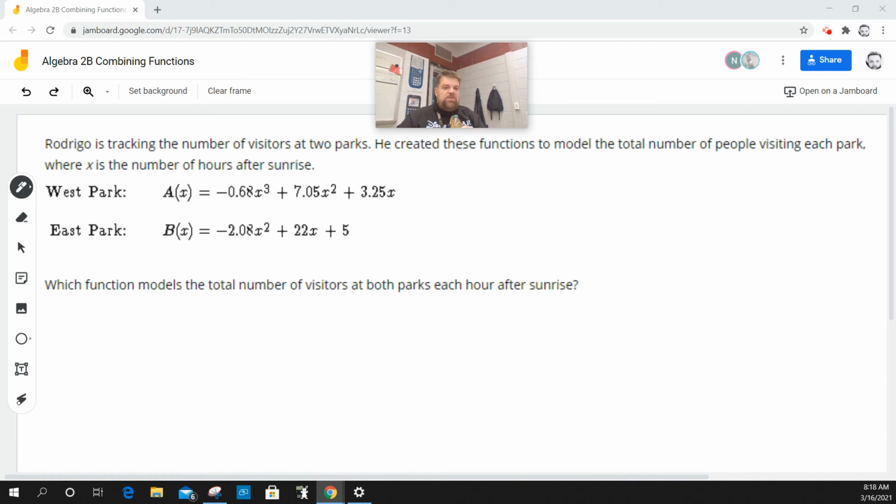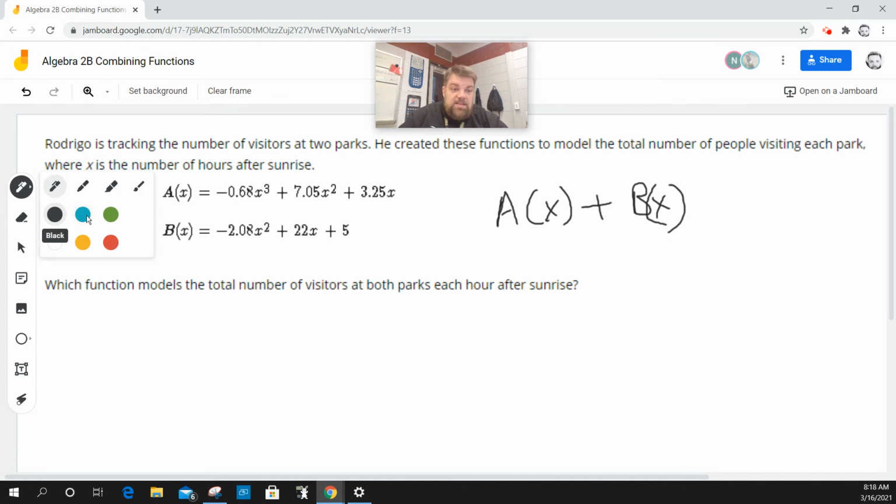And it says which function models the total number of visitors at both parks after sunrise. So what they really want to know is what's A of X plus B of X. Well, this is going to be kind of easy.